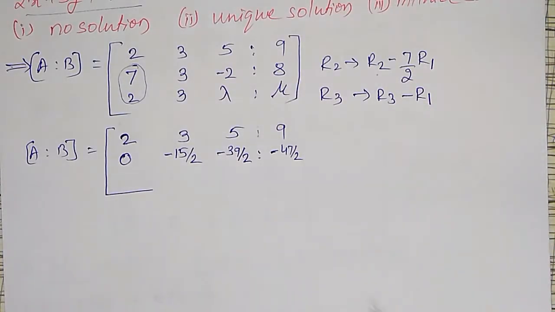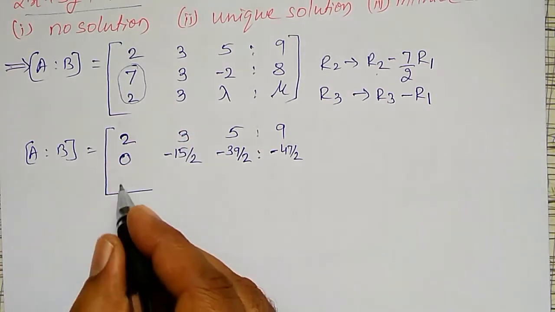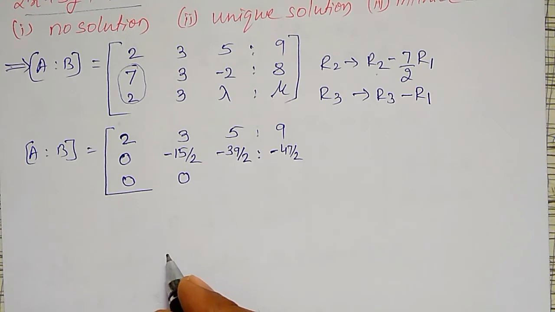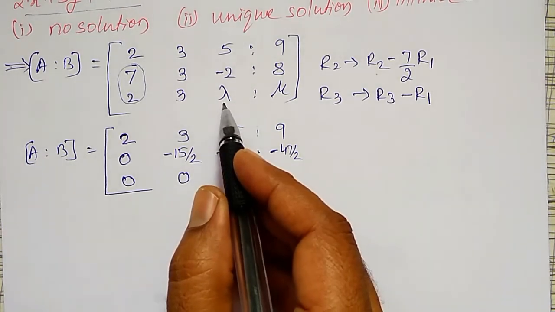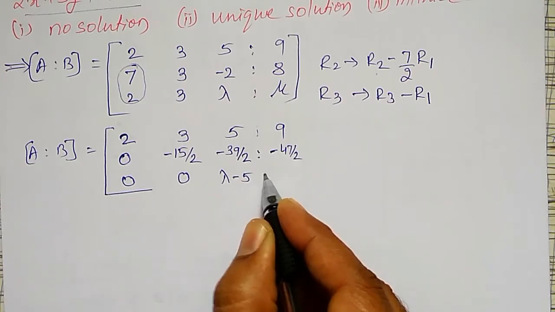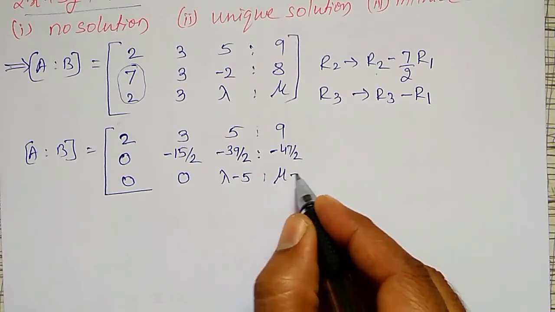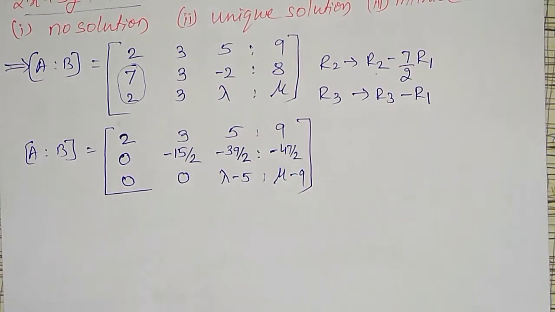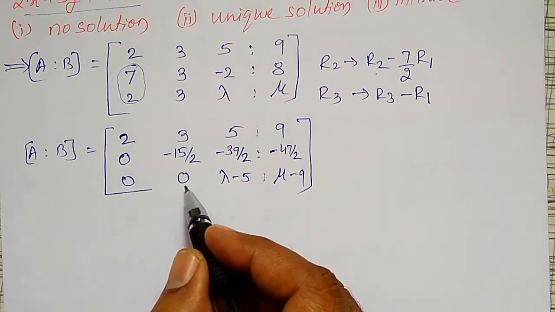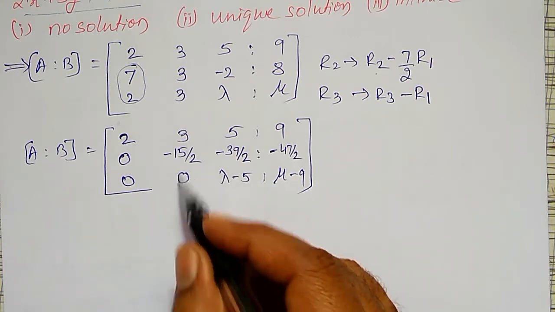To apply the third row operation, it is simple: R3 minus R1. 2 minus 2 is 0, 3 minus 3 is also 0, and next lambda minus 5, then mu minus 9. Correct? Next, I have to make this element 0, but it has already become 0, so there is no need to apply one more operation. If I make this one element 0, then this will be disturbed.